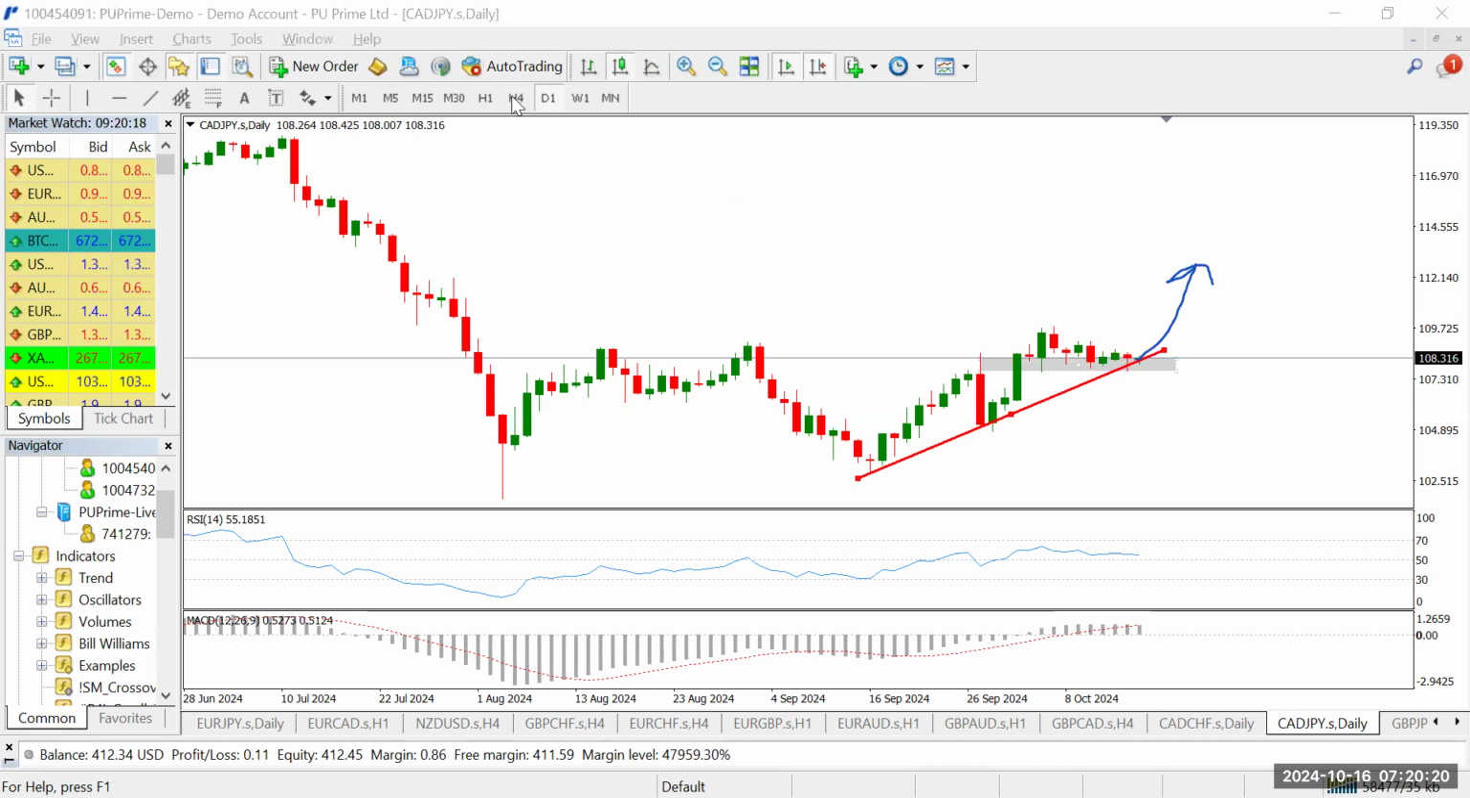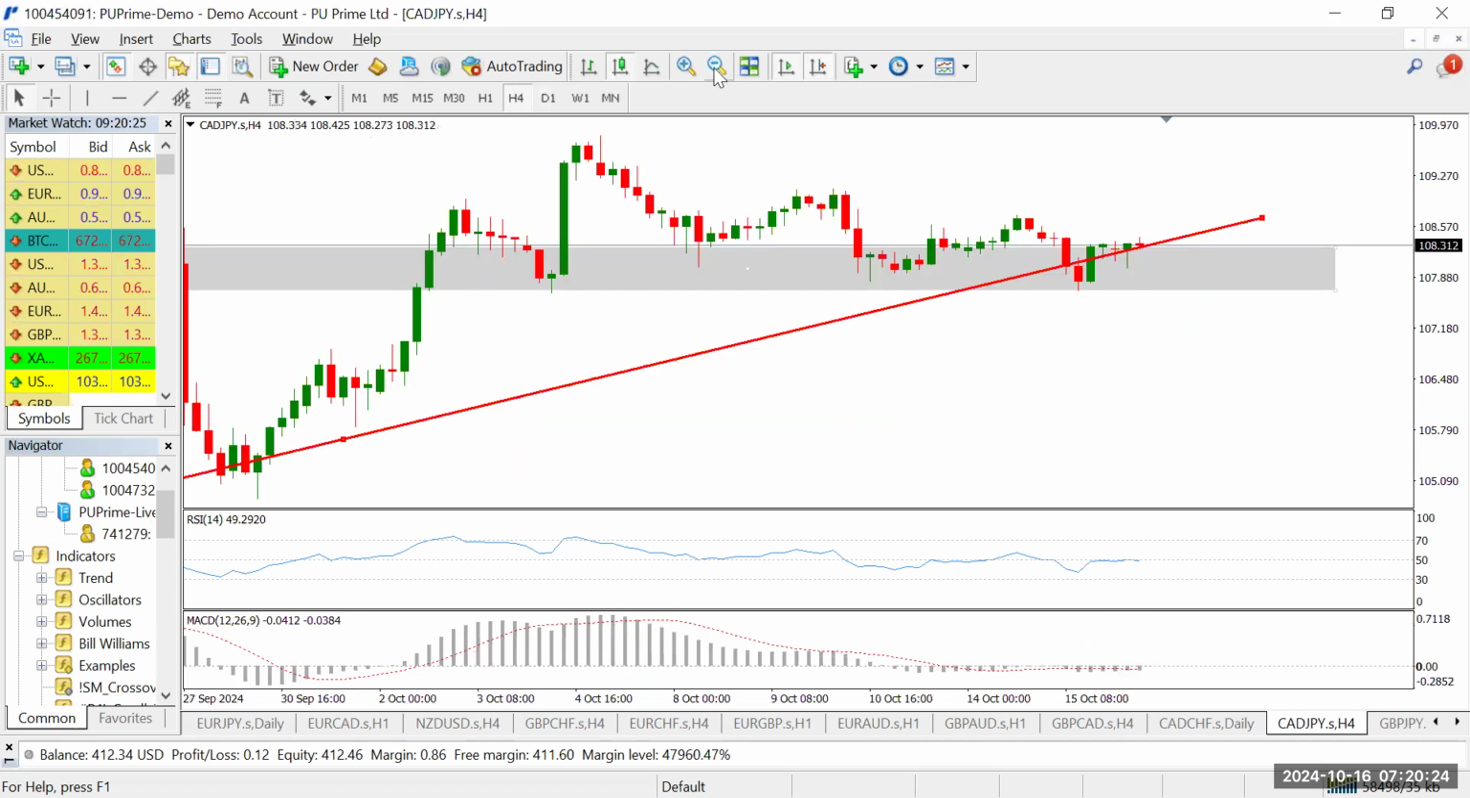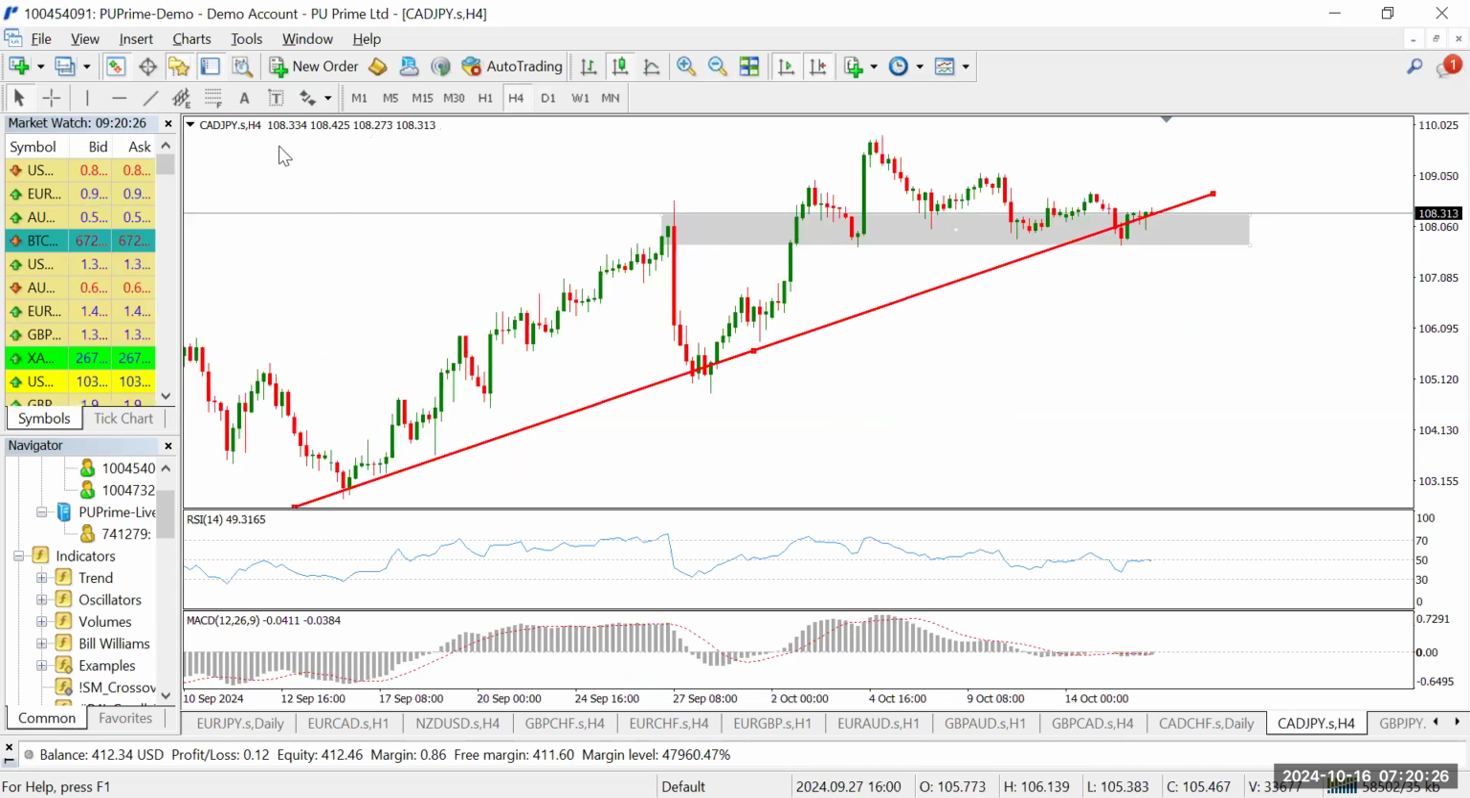And thirdly, all these I found on the daily time frame. So if I switch now to the 4-hour time frame, I can see that there is a falling wedge here. All these patterns are bullish patterns, all of them.